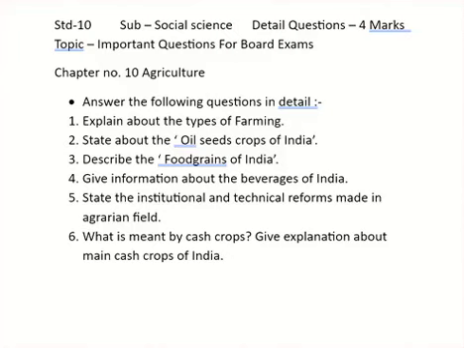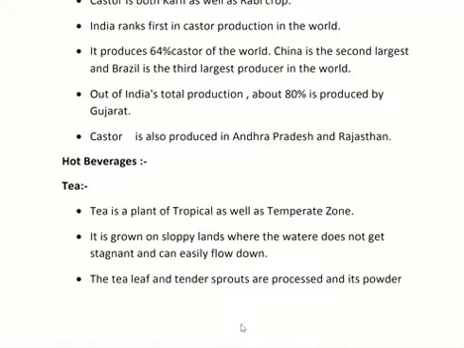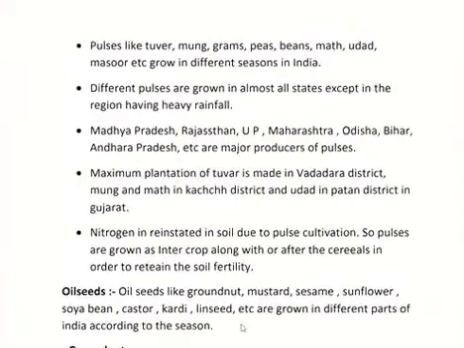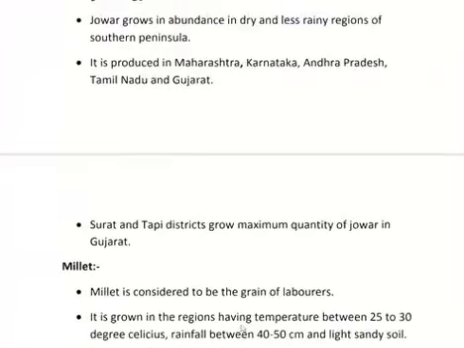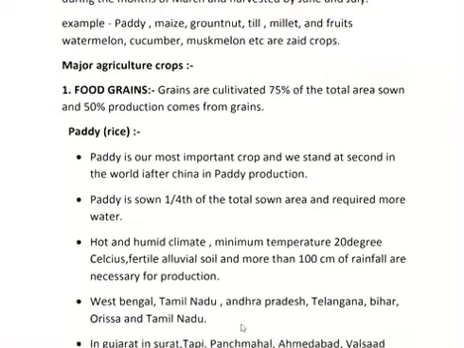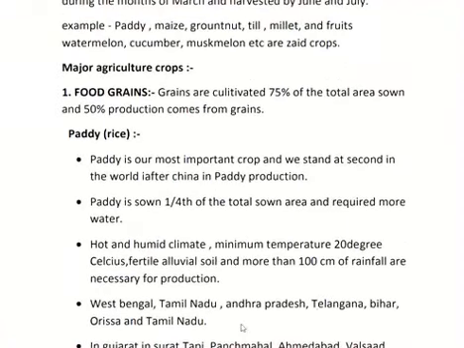In your textbook, a total of five food grains are explained. These five types of food grains are the most important in our country, the major food grains of India. They are cultivated in 75% of the total area of India, and 50% of production comes from grains only.